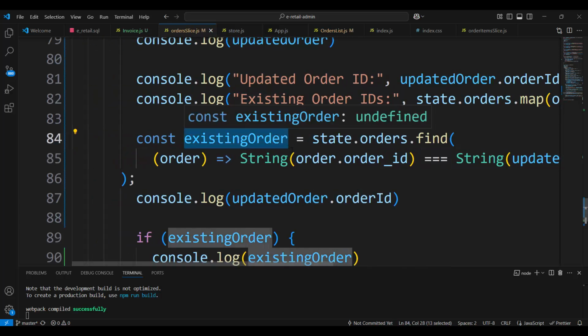The existing order does not exist, and the result of that is not updated in the Redux store. The orders state would not be updated. And we have a bug, but a totally silent one, nothing warning us, nothing alerting us.